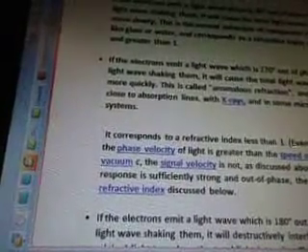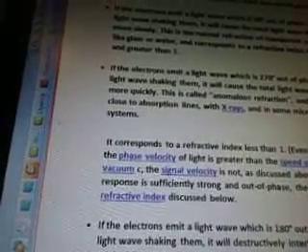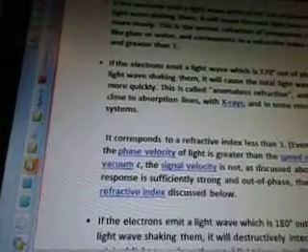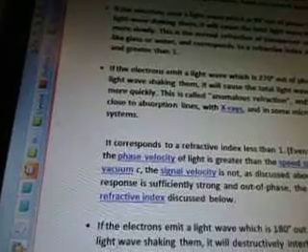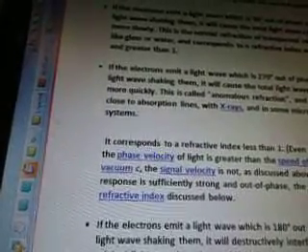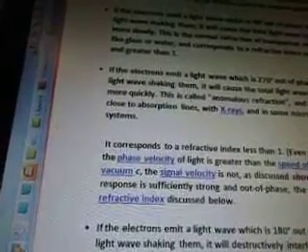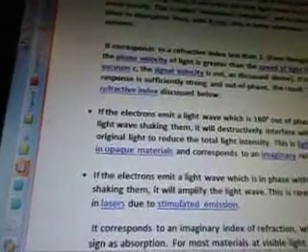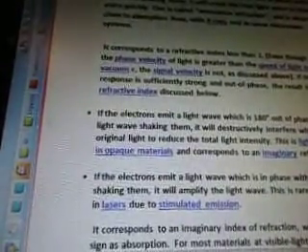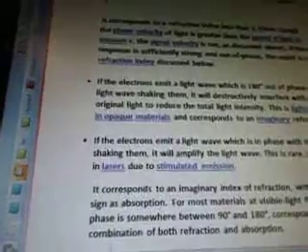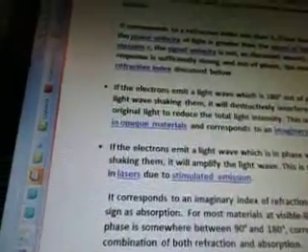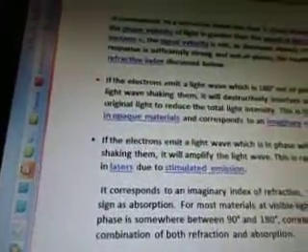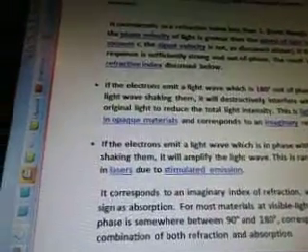So if you want the electrons to emit a light wave, you have to create some sort of light wave with electrons and neutrinos, and then shake them around, collide them, and that'll get your wave to travel more quickly. It corresponds to a refractive index less than 1, even though the phase velocity of light is greater than the speed of light in vacuum c. The signal velocity is not, as discussed above. If the response is sufficiently strong and out of phase, the result is negative refractive index, discussed below.